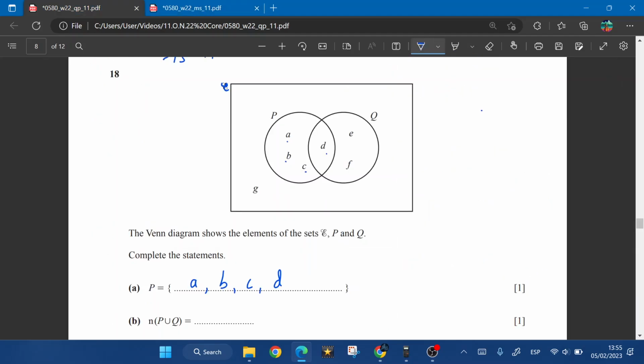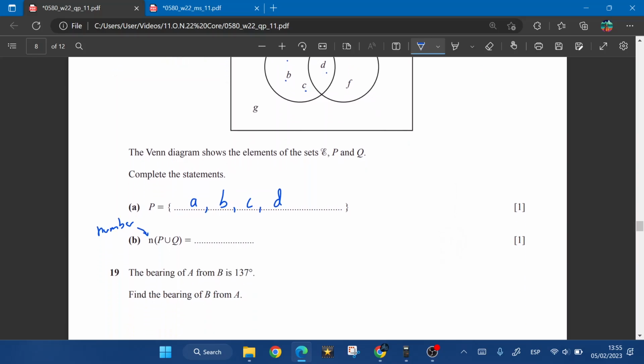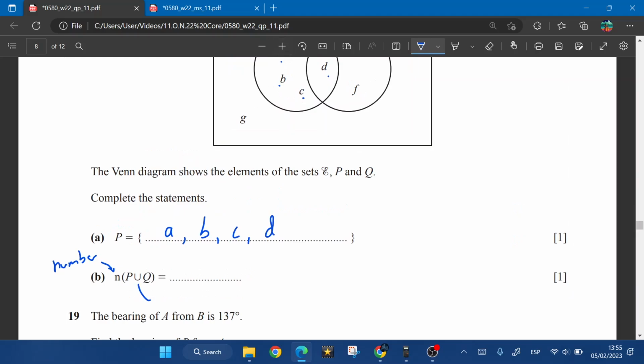Okay. Then we have a little n there. That n stands for number. So the number of things that are in P union Q. Union. Remember this. That U there means union, as opposed to intersection, which is like a funny N. Union means everything: everything in P and everything in Q, and it can be in both as well.